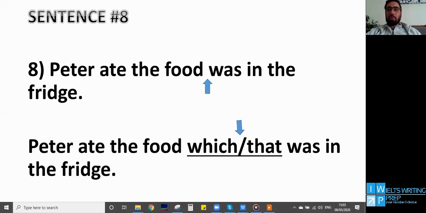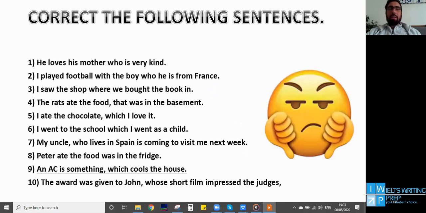Thank you, Satish, as well, for getting that right. Number 9. An AC is something, comma, which cools the house.